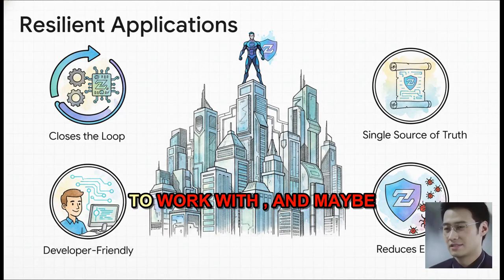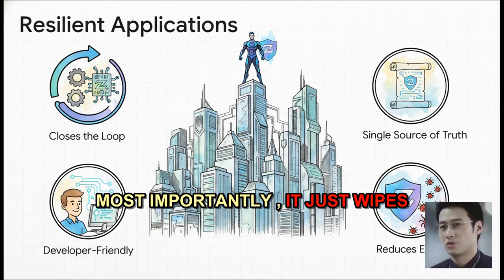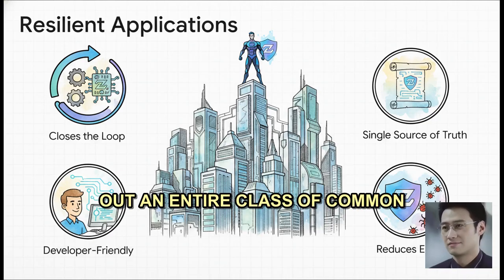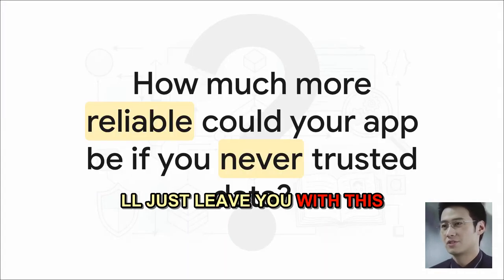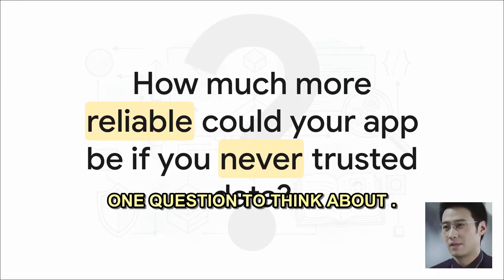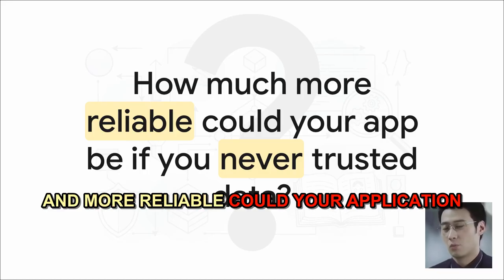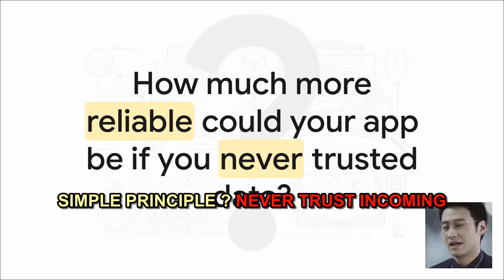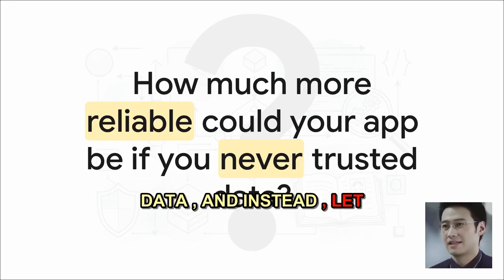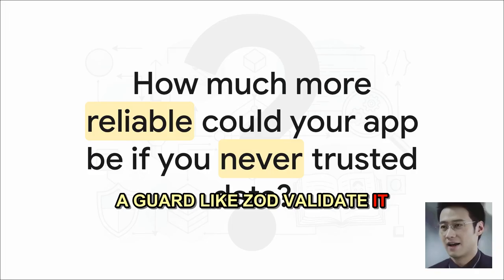Its API is honestly a joy to work with, and maybe most importantly, it just wipes out an entire class of common, frustrating runtime errors caused by unexpected data. So I'll just leave you with this one question to think about. How much stronger, safer, and more reliable could your application be if you just adopted one simple principle? Never trust incoming data, and instead, let a guard like Zod validate it at the door.